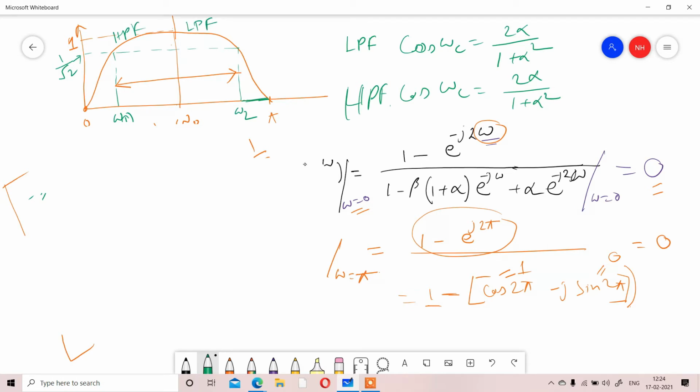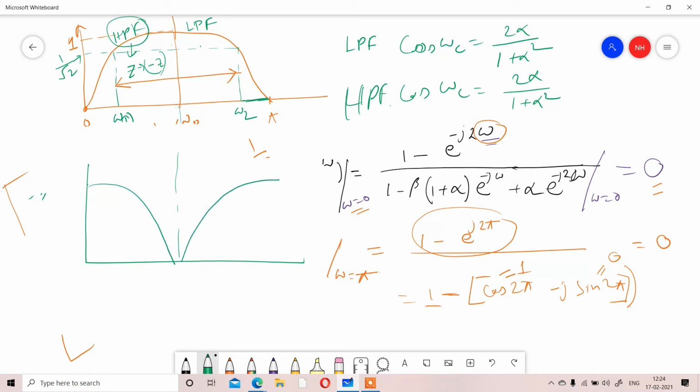So if you want to calculate the band stop filter, make that high pass filter a low pass filter, meaning Z replaced by minus Z for this high pass filter, and for this low pass filter again replace Z by minus Z. So you will get this low pass filter and this high pass filter. So this will be your band stop filter.